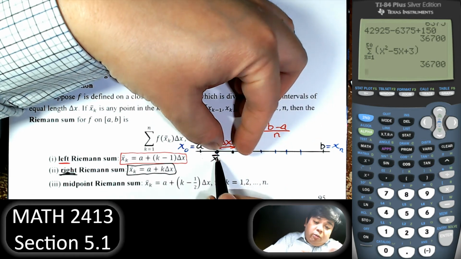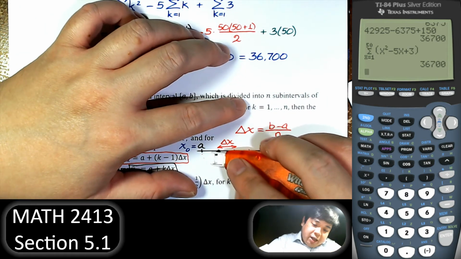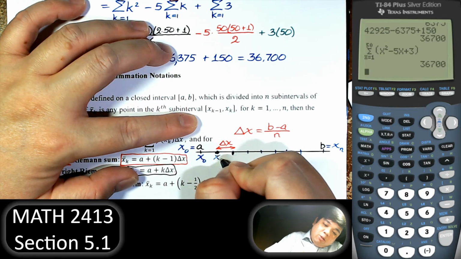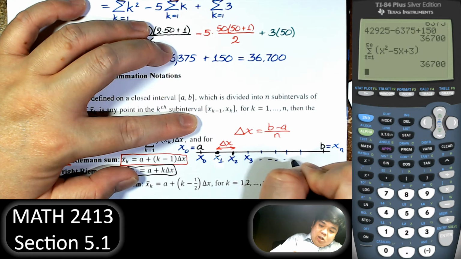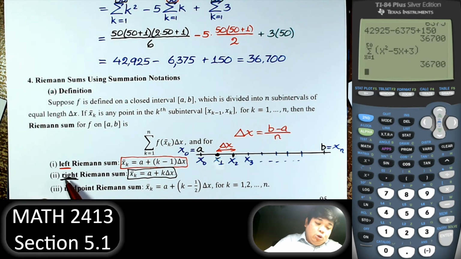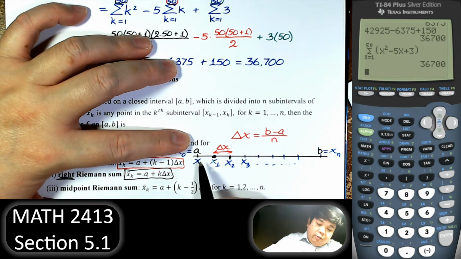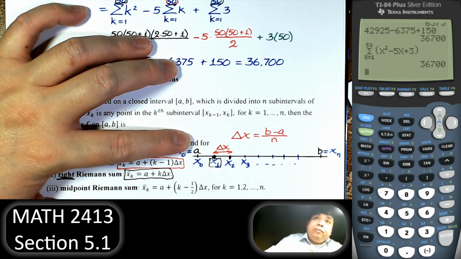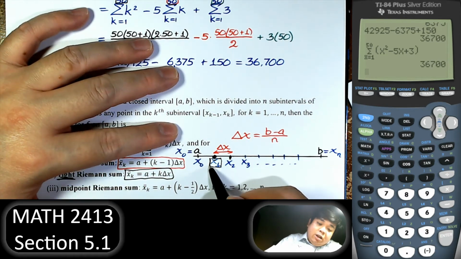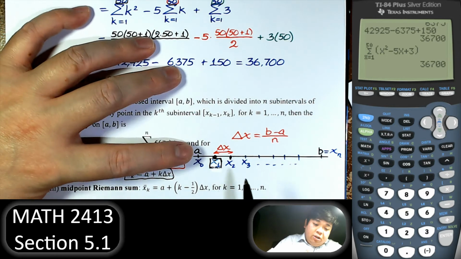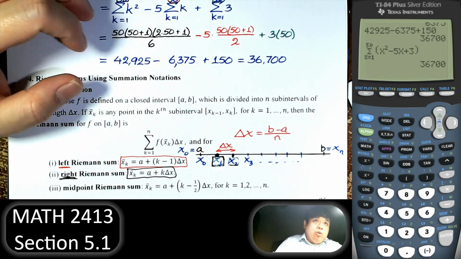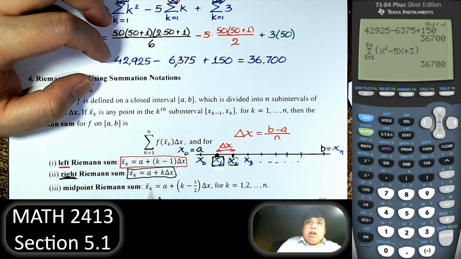Next, for this point to that point, it'll be confusing. Let me write this out again. So we have x0, x1, x2, x3, and so on to xn. If we use the right endpoint, for the first interval, we use a plus 1 times delta x. The second rectangle, we use a plus 2 times delta x, which is x2. So bottom line is, we have the left Riemann sum, right Riemann sum, and the midpoint.